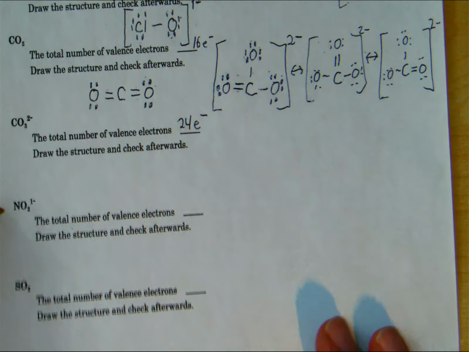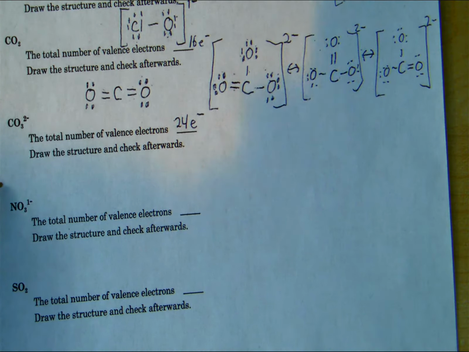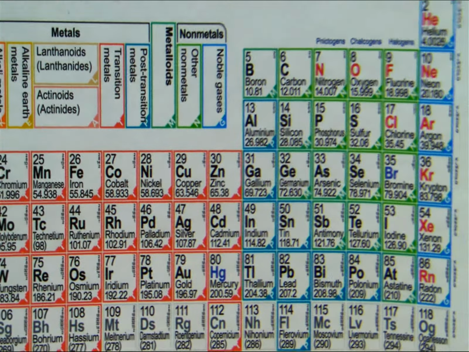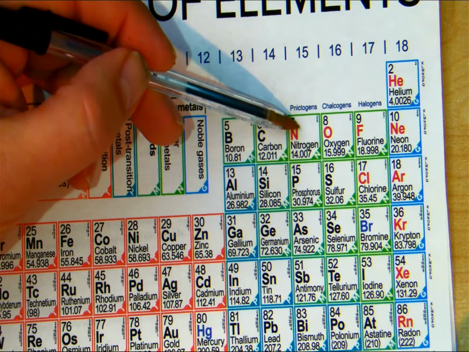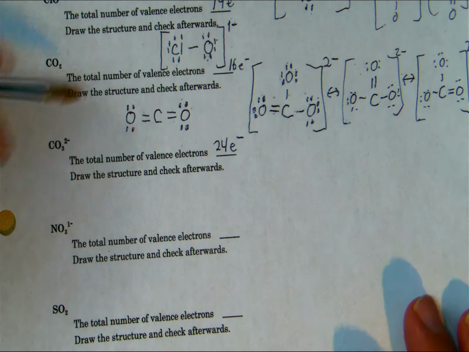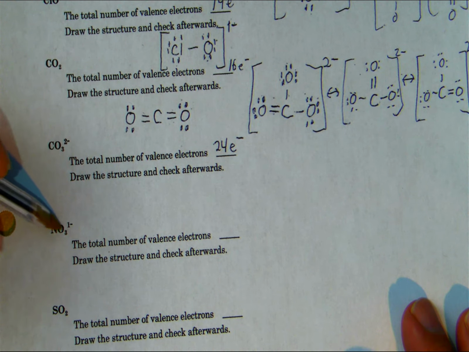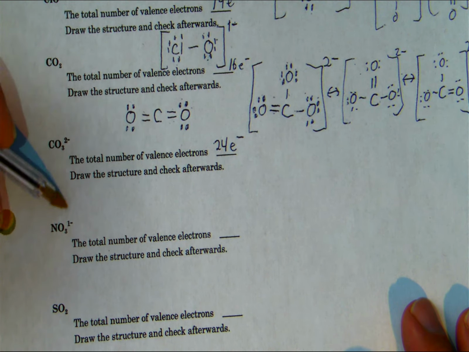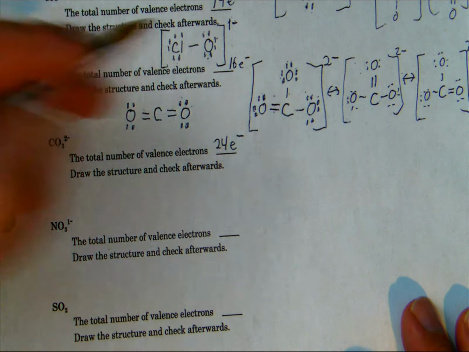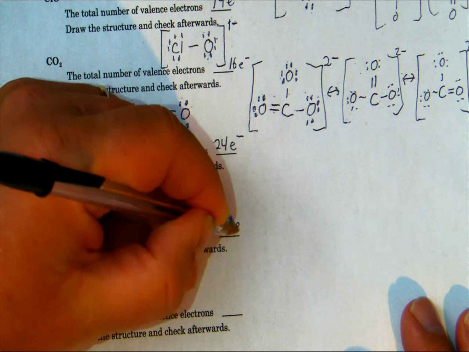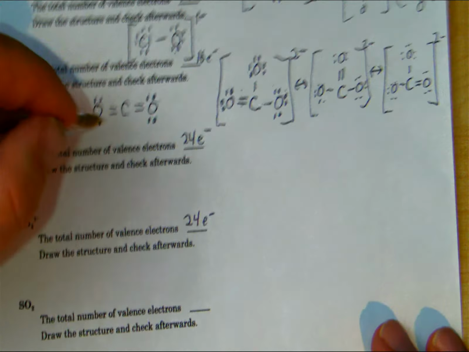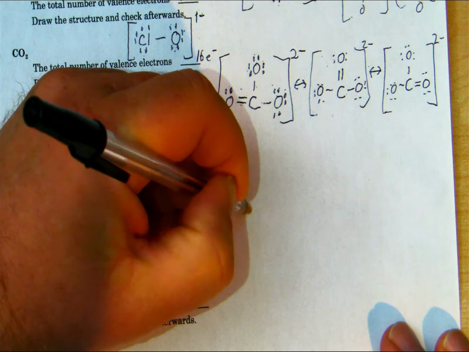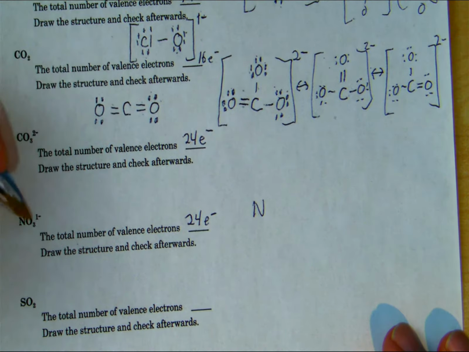All right, now this next one, NO3 minus. Nitrogen has 5 valence electrons. Oxygen has 6 valence electrons. 6 times 3 is 18. 18 plus 5 is 23, but there's an extra electron. So again, we have 24 electrons. Try putting the nitrogen in the center, surrounding it with 3 oxygens.